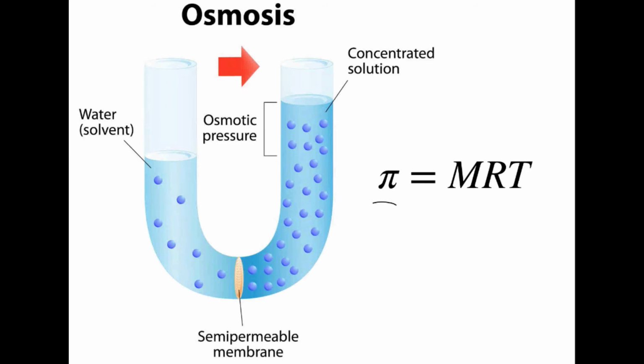And it's calculated with a relatively simple equation. M is the molarity of the more concentrated side relative to the less concentrated side. So in other words, it's essentially the concentration difference. R is the gas constant, the same gas constant that you know and love working with ideal gases. And T is, of course, the temperature, because this is all temperature dependent. As you increase the temperature, you likewise increase the osmotic pressure.